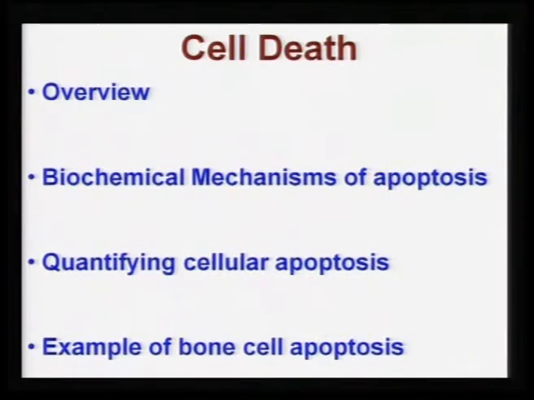The next topic is the cell death process. So, in the cell death or apoptosis process, I will first give an overview of the cell death processes, followed by the biochemical mechanisms of apoptosis. Third one is how to quantify the cellular apoptosis process. Fourth one is an example of bone cell apoptosis.